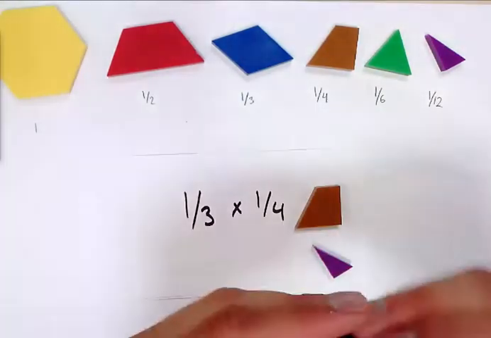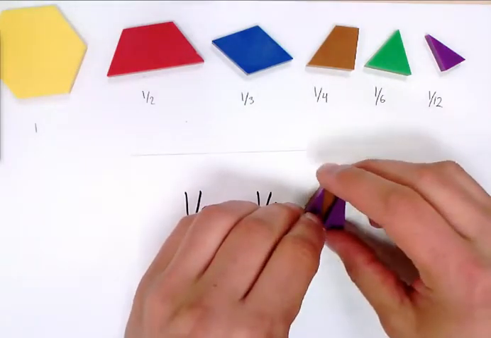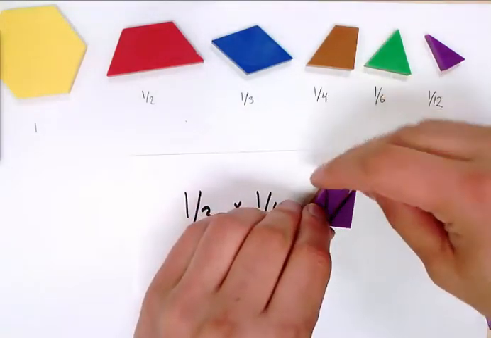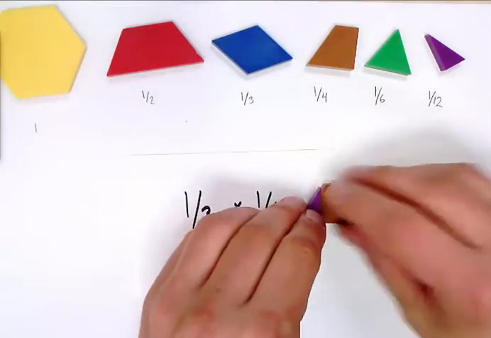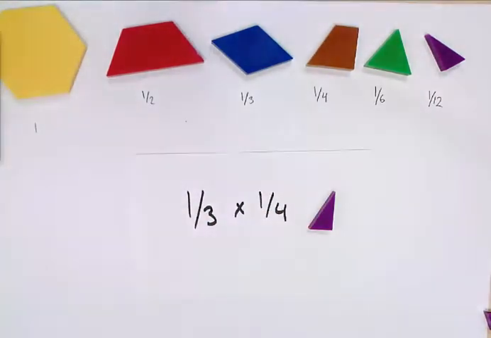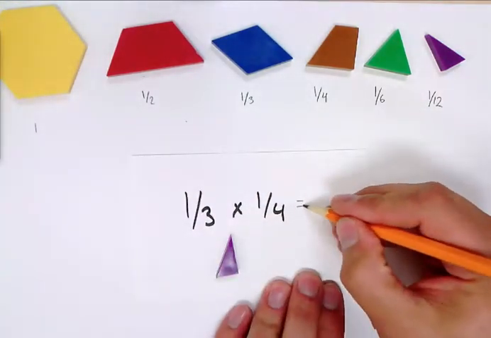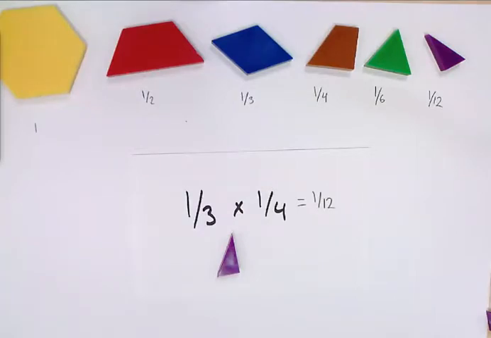12ths, we need 3/12 to break this into thirds. So this shape here breaks it nicely into thirds. And we only want 1/3 of it. So we only want 1 of these. So let's remove the rest, and that there is 1/3. So my answer is 1/12. Okay?